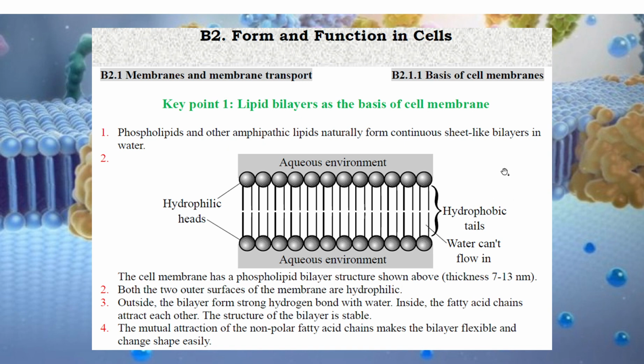So first we have to remember that the lipid bilayer is the basis of a cell membrane. So you remember for lipid bilayers, okay? Outside is hydrophilic, inside is hydrophobic, okay? And the hydrophilic parts attract each other, and the hydrophobic parts also attract each other, okay? So the structure is stable, and the hydrophobic hydrocarbon chains are also flexible. So in the aqueous environment outside, there is the hydrophilic head, okay?